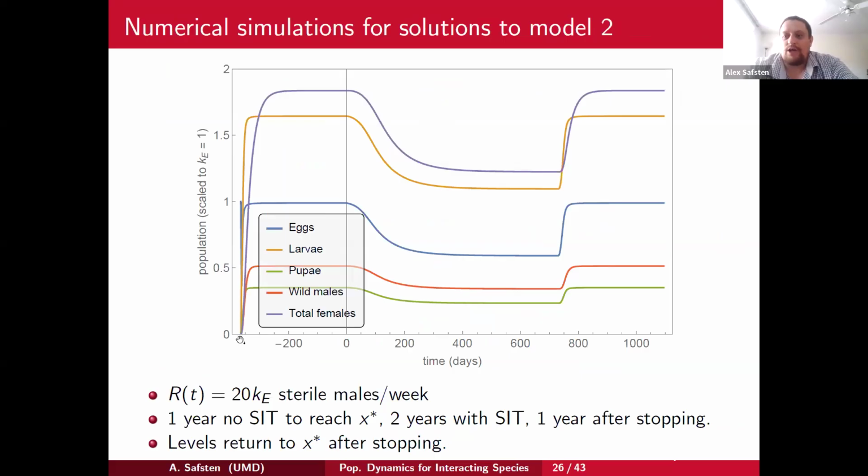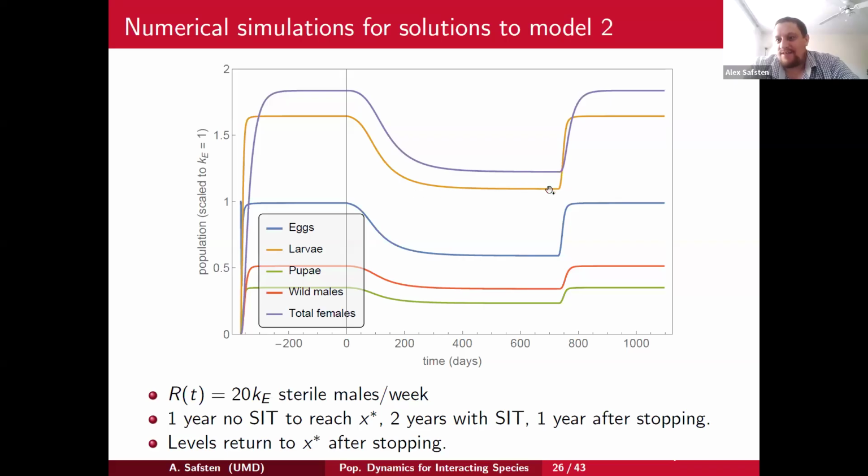So for the first year, I'm not going to release any sterile males. I just let the population get to its natural X star equilibrium. Then I start releasing sterile males, and I release them at a rate of 20 times the carrying capacity every week. The population responds by reducing. Each of the compartments reduces by about a third. I do that for 2 years, and I see that I'm kind of approaching a new equilibrium.